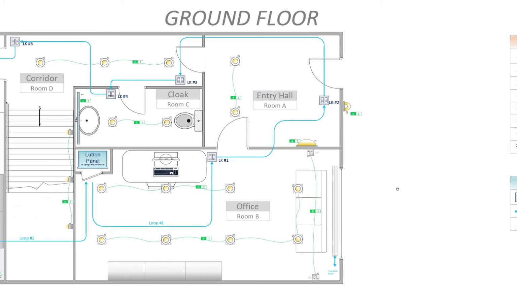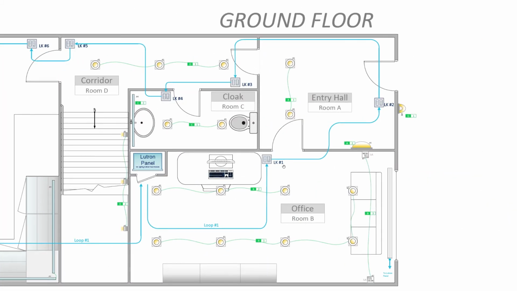So here we have a keypad in the entry hall by the main entrance. Then we've got in the office another keypad by the door. In the corridor, we've got a keypad that is by the entry hall. And then we have another keypad at the bottom of the stairs.